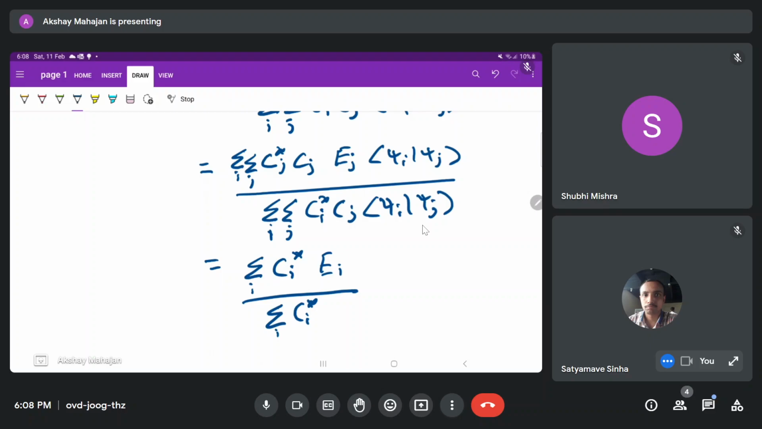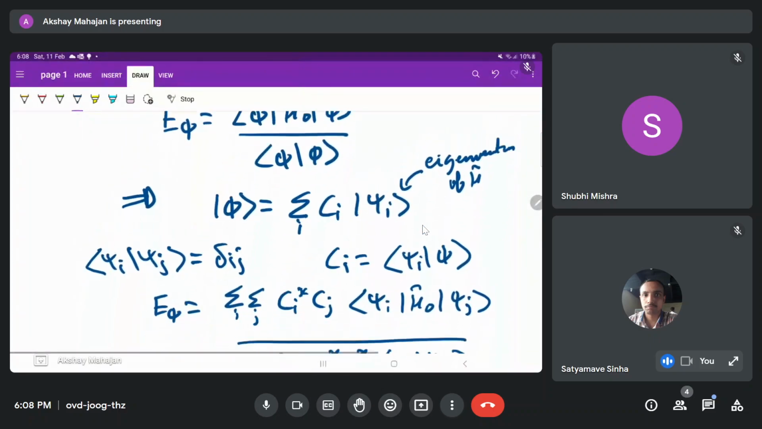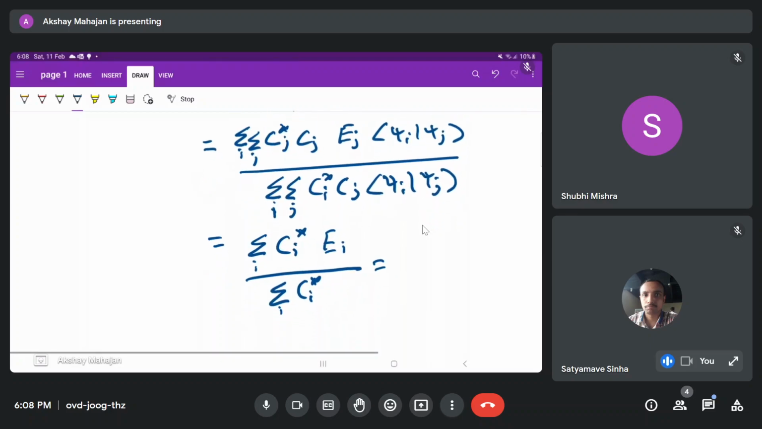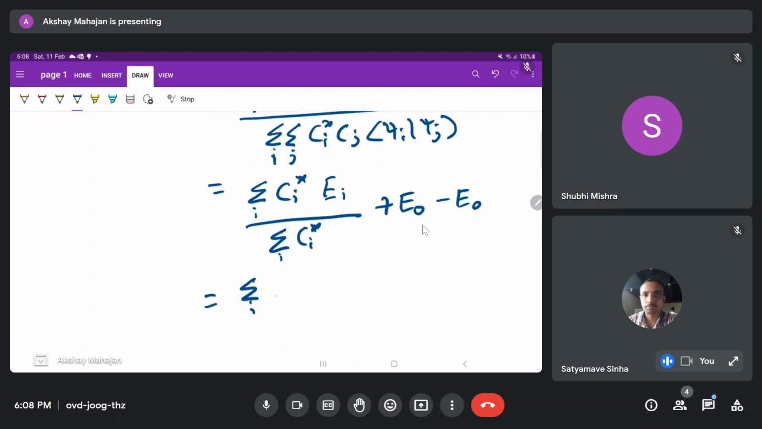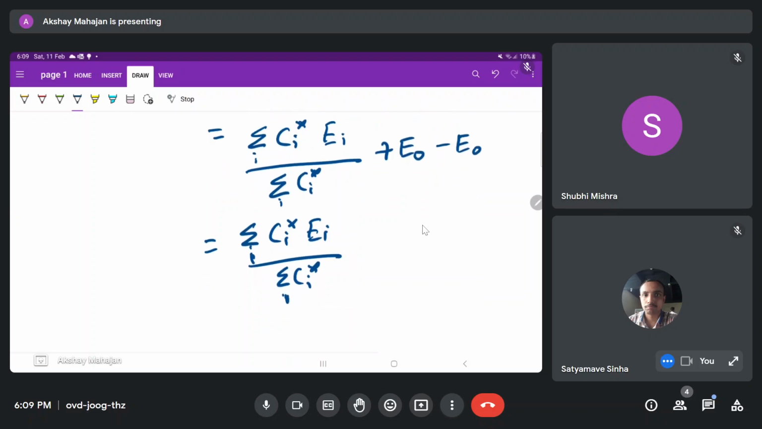Now in this case we are solving for the ground state, that's why we have taken summation over i, complete all the i's. Now what I can do here is add a plus E naught, which is the actual ground state, and minus E naught. I can write this as summation of ci star ei and keep this like this. Now you can write this E naught summation of i ci star divided by summation of i ci star.